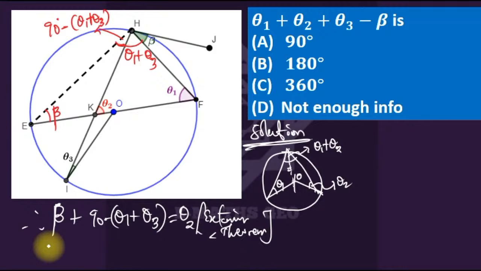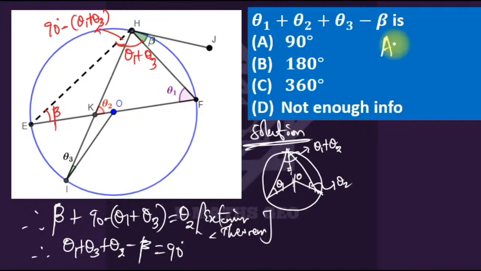So therefore, if we move the variable to the other side, we'll see that theta 1 plus theta 3 plus theta 2 minus beta will give us 90. So moving beta to the other side, that's what we are asked to find, theta 1 plus theta 2 plus theta 3 minus beta. So our answer is option A. It's a tricky one. Thank you.